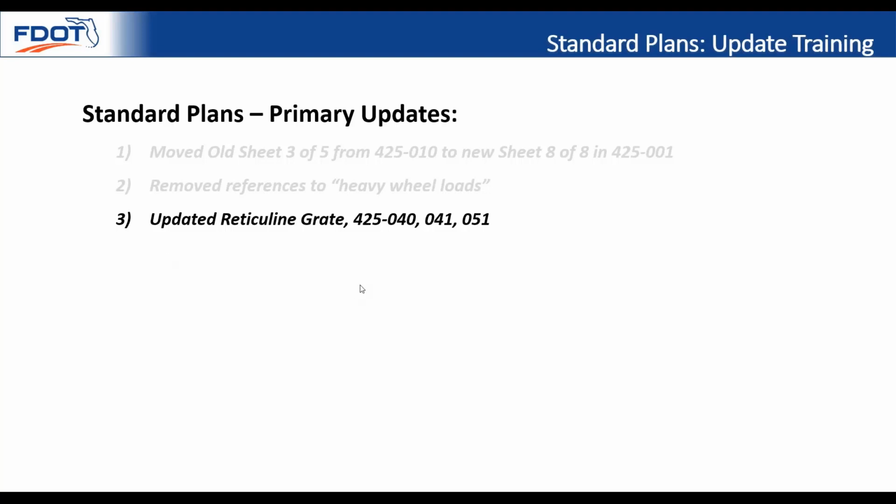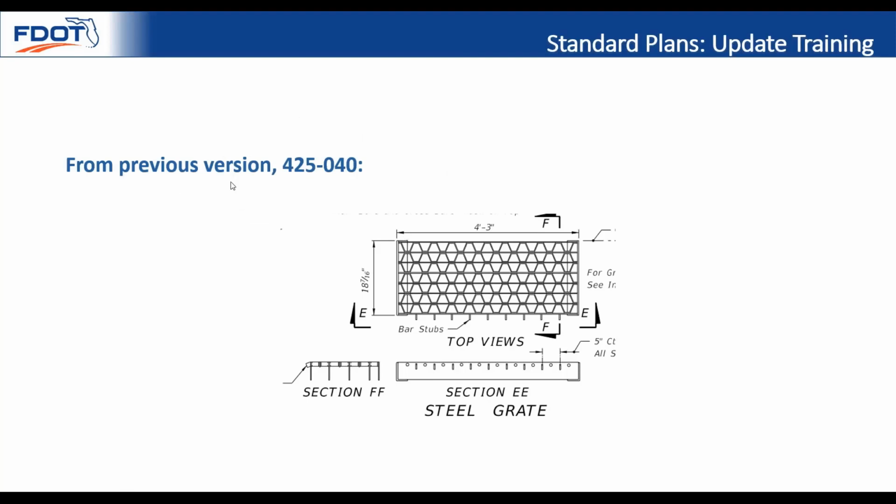And since those two grates could see travel from a heavy wheel load or an H20 type load, the decision was made to go ahead and update that specific grate. So go ahead and show you. This is the old one from 425-40.